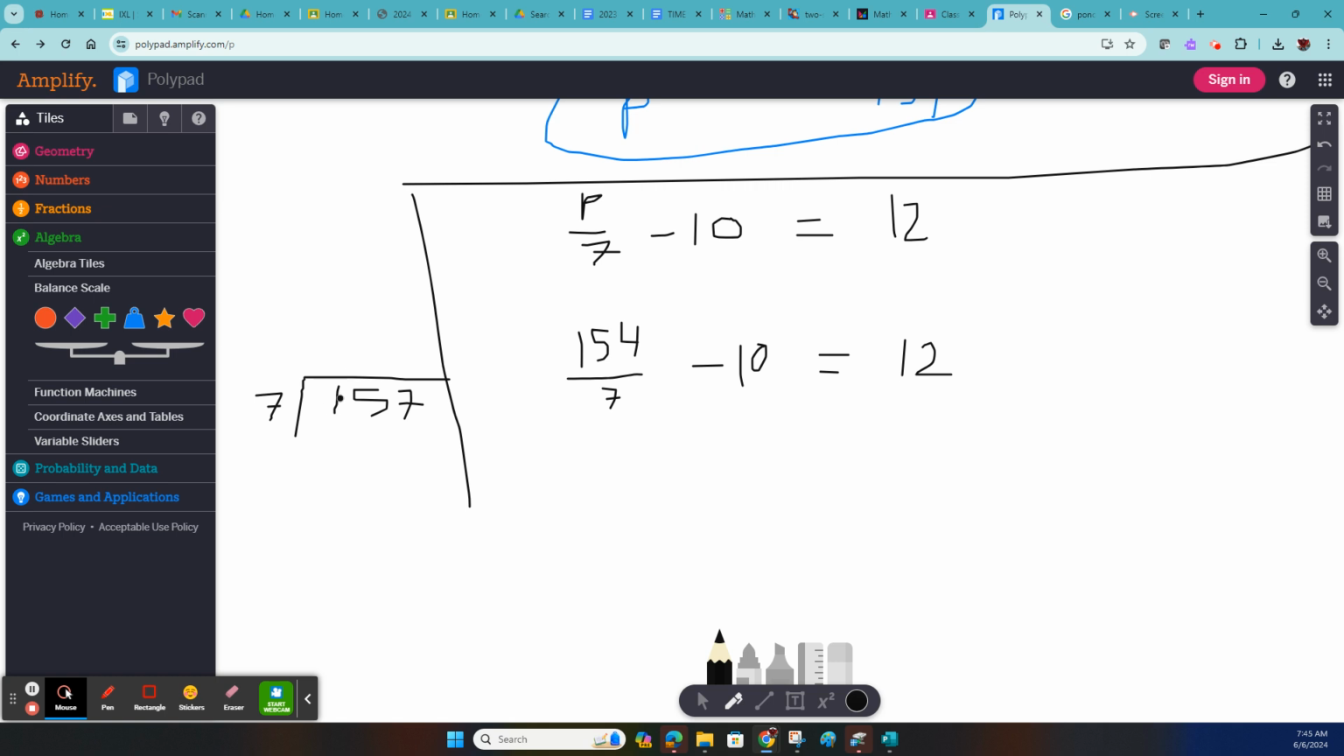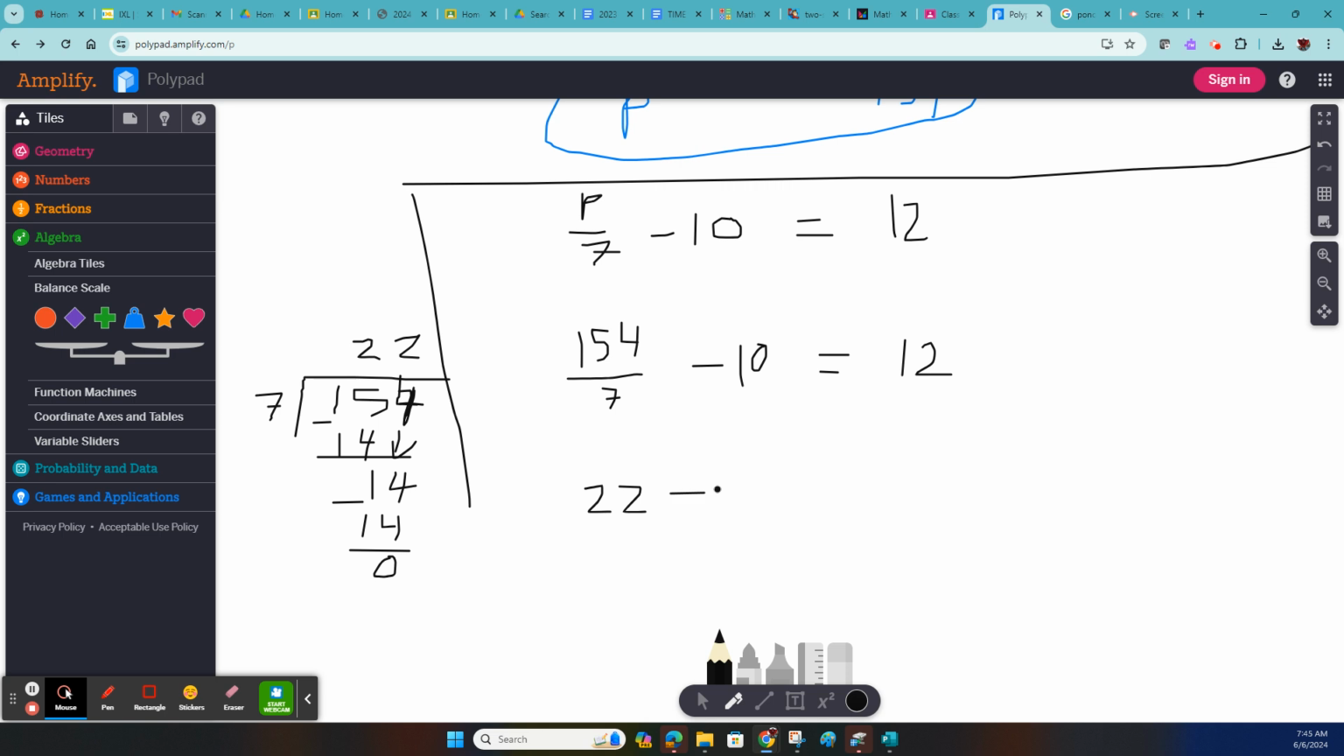7 does not divide into 1, but it does divide into 15, and it divides in twice. 7 times 2 is 14. I'll subtract. Oops, I don't know why I put a 7 there. It's supposed to be a 4. Sorry, 154. Sorry, guys. 15 take away 14 is 1. Now I bring down the 4. 7 divides into 14 twice. Cool. So 154 divided by 7, the quotient is 22.